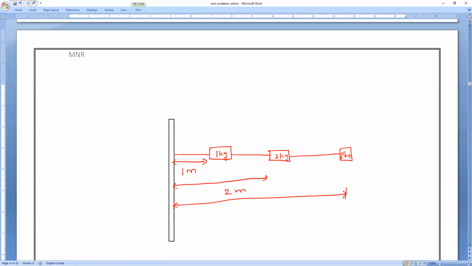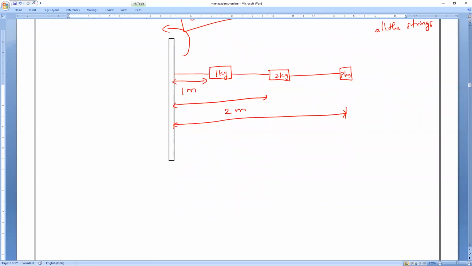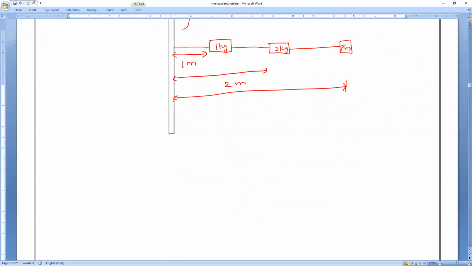If you observe very carefully, always remember all three are attached to a single rope from the pole, and they started moving with the same angular velocity. The angular velocity given is 2 radians per second. Then the question is: calculate the tension in all the strings. That is what we have to do. Shall we start now? I will teach you, observe. If you have any doubt, you can ask me and we'll proceed.